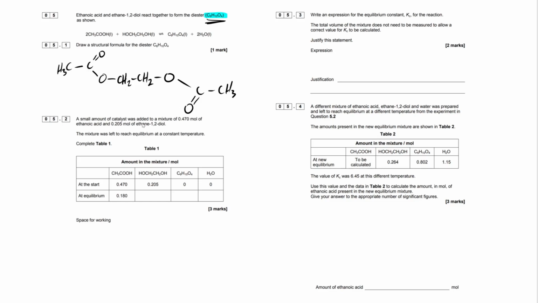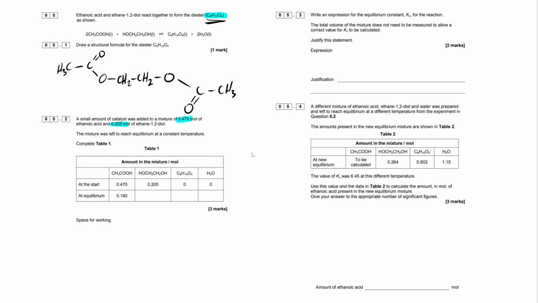A small amount of a catalyst was added to a mixture of 0.47, let me get my highlighter right here, 0.47 mole of ethanoic acid and 0.205 mole of ethane 1,2-diol. The mixture was left to reach equilibrium at a constant temperature. Okay, so they've laid this out in a nice table here for us, okay?